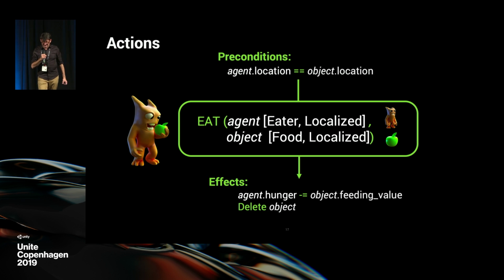And the consequences of these actions are of three types. Consequences of an action can be either the creation or the deletion of an object, the creation or deletion of a trait on an object, or the change of the value of a member field of the traits of the parameter objects. In this current case, we have two effects. We will decrease the agent's hunger, and we will delete the object.